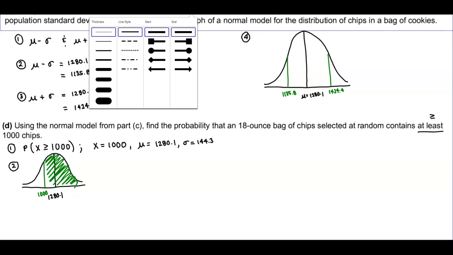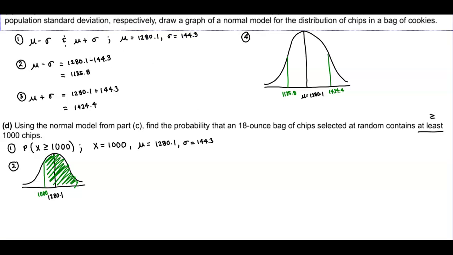Okay, so the next thing that we would want to do is find the z-score. So recall that z is equal to x minus mu over the standard deviation. And so that's equal to 1,000 minus 1280.1 divided by 144.3. And so the z-score becomes, rounded to two decimal places, negative 1.94.